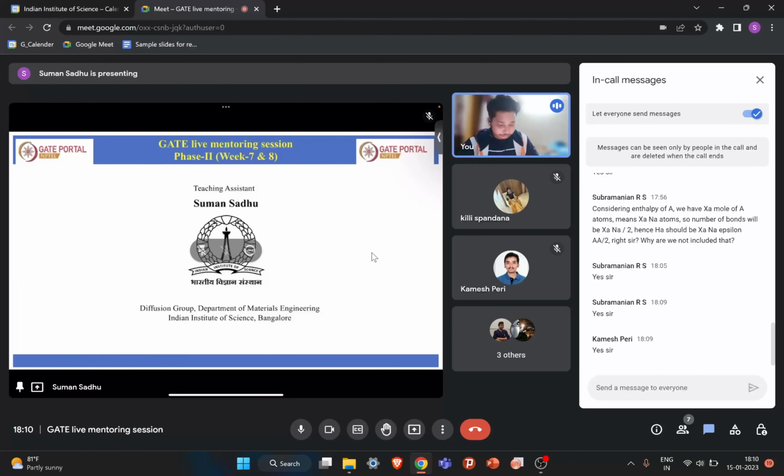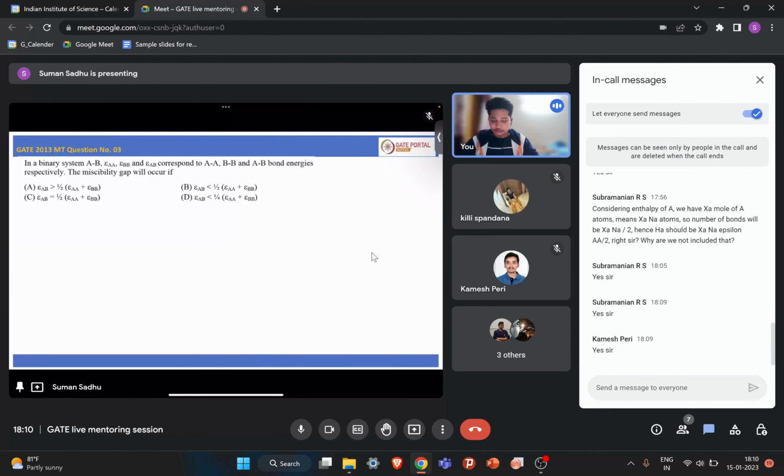Okay, so this is the first question. This is question number 3 of GATE 2013 metallurgical engineering. In a binary system AB, epsilon AA, epsilon BB, and epsilon AB correspond to AA type of bonds, BB type of bonds, and AB type of bond energies. Then the miscibility gap will occur if... to solve this question, I have to cover what the miscibility gap is and this concept. So I'll come back to this question after some time.